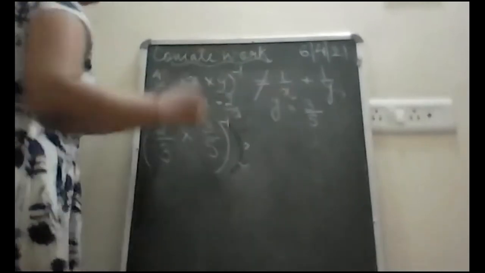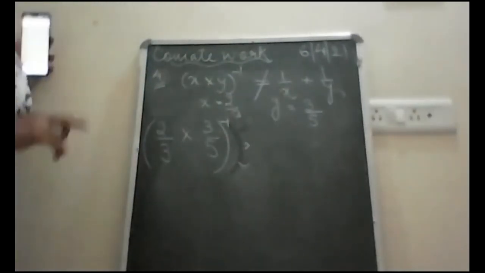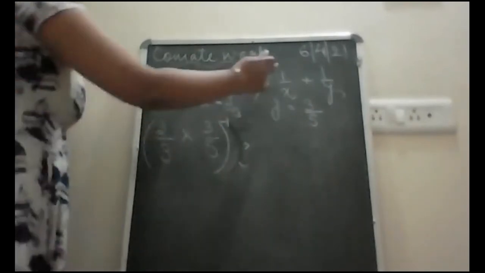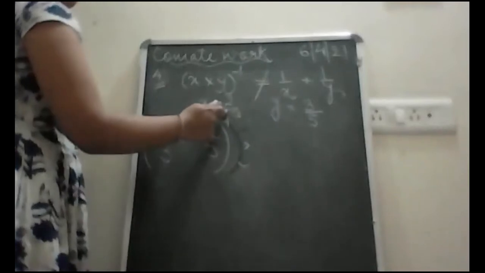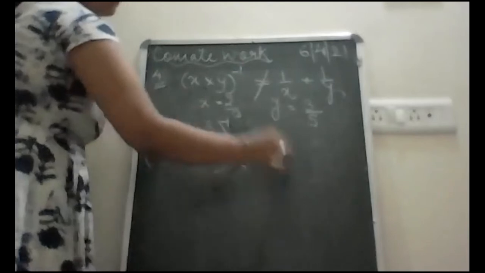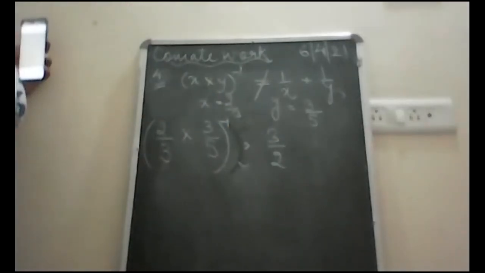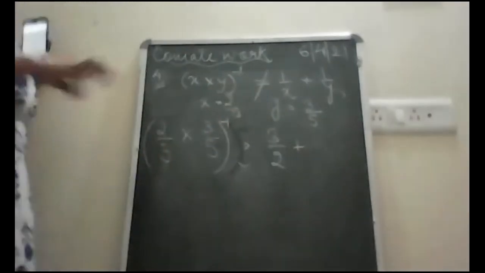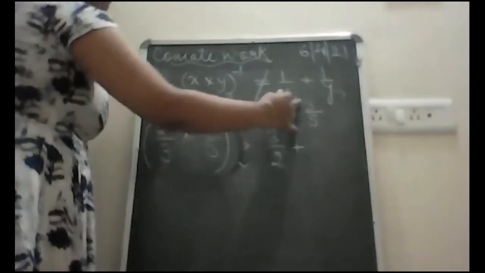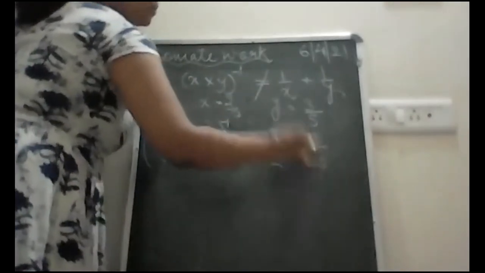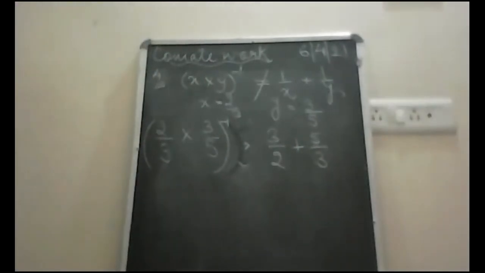Now this is 1 by x. Now remember 1 by x means the reciprocal of that particular number. ठीक है? So 1 upon x मतलब x का reciprocal. तो x क्या है? 2 by 3. तो reciprocal क्या हो जाएगा बेटा? 3 by 2. ठीक है? 1 by x का मतलब होता है x inverse और x inverse का मतलब होता है reciprocal of that particular number. Then plus 1 by y. 1 by y का मतलब होगा reciprocal of 3 by 5, which will give you 5 by 3. ठीक है? Now let us solve this.